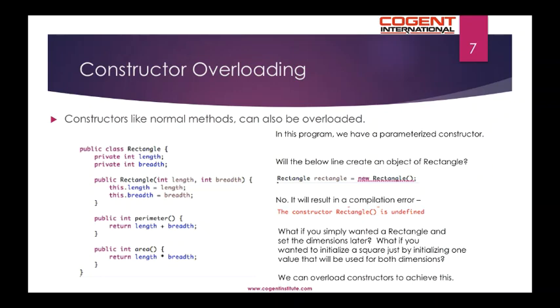But what if you simply wanted a rectangle and set the dimensions later? What if you wanted to initialize a square just by initializing one value and that will be used for both the dimensions? Well, in that case, we can overload the constructors to achieve this.